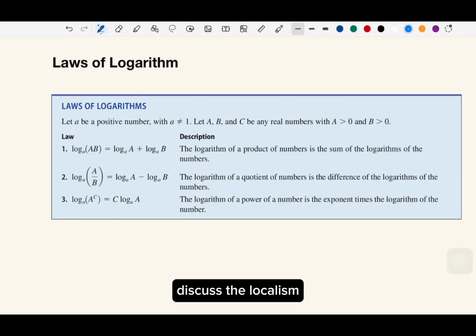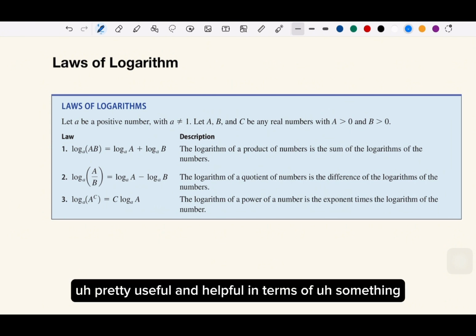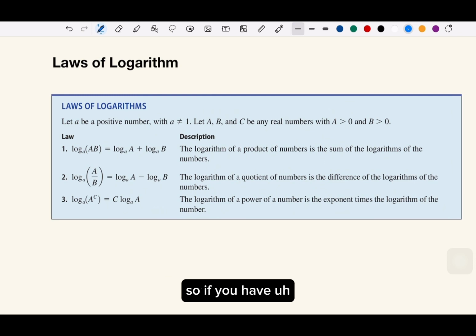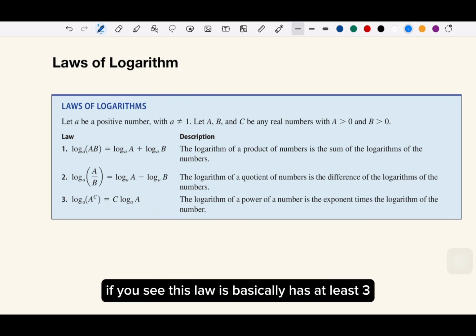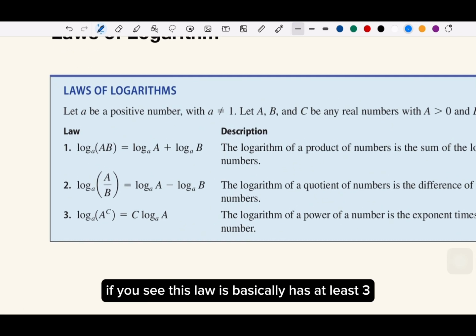Now, if you discuss the logarithm, I think it's best to know some of the laws that are pretty useful and helpful in terms of solving some algebra equations. If you see this law, it basically has at least three.